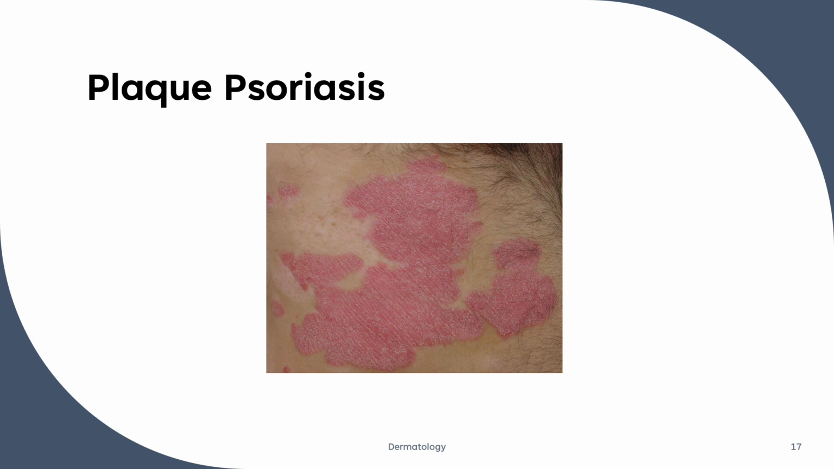Management and treatment of plaque psoriasis often involve topical treatments, including corticosteroids and vitamin D analogs, which help reduce inflammation and scaling. For moderate to severe cases, phototherapy and systemic medications may be considered. Additionally, lifestyle modifications such as regular moisturizing and stress management can help improve symptoms.